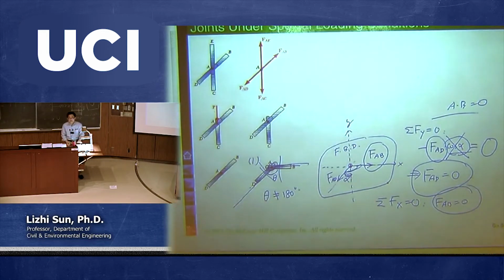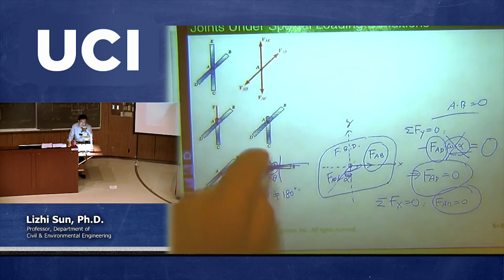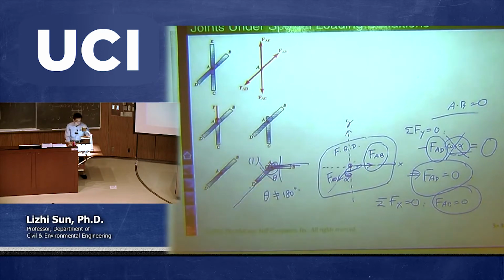Okay? So we are basically using the method of joints at this joint to demonstrate that if there are only two members connected at a certain joint, and the angle is any angle other than 180 degrees, then the conclusion is that both members have 0 force. Okay, any questions? And that's very interesting and very important as well.